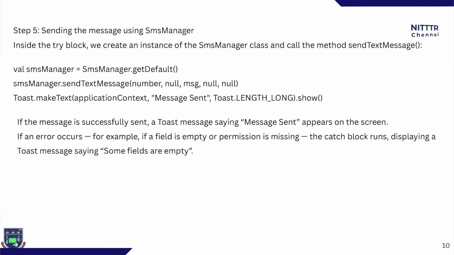Next we have the fifth step: sending the message using the SMS Manager. Inside the try block, we create an instance of the SMS Manager class and call the sendTextMessage method. If the message is successfully sent, a toast message saying message sent appears on the screen. Suppose an error occurs, for example if a field is empty or permission is missing, the catch block runs, displaying a toast message saying some fields are empty. When you run the application, enter a valid number, type your message, then tap on the send button.